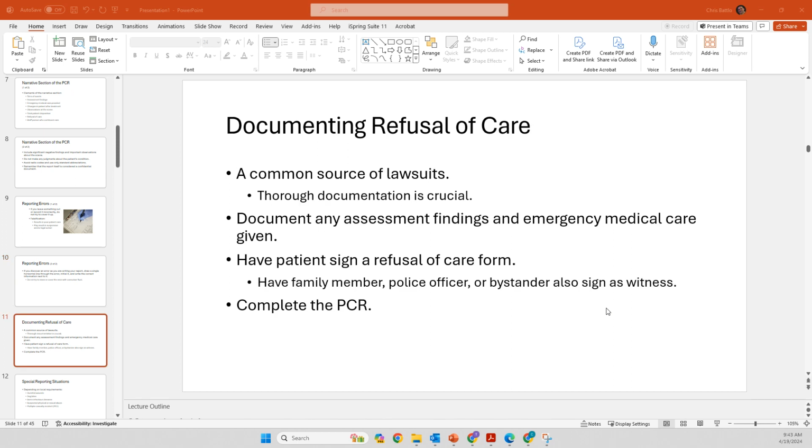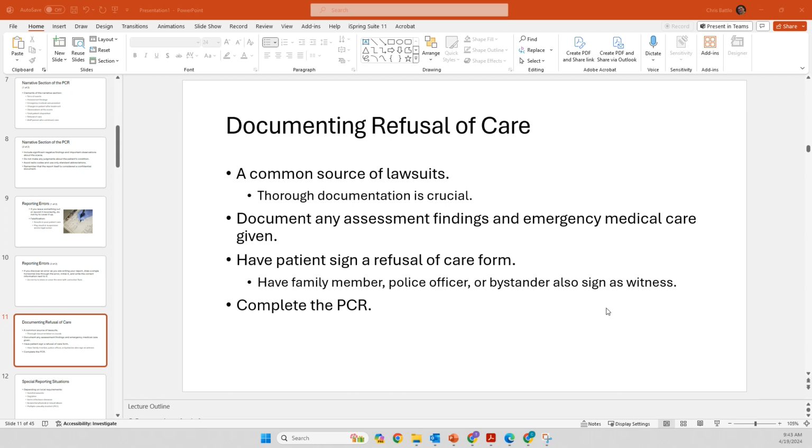Documenting refusals. One of the biggest reasons ambulance companies find themselves in litigation or in court is people who refuse care and something goes wrong. You can't force people to go to the hospital, but our job is to try to get them to go if in fact we believe they need to go. You need to document throughout your chart and in your narrative your assessment of the patient, why you think they need to go, and what you advise them.